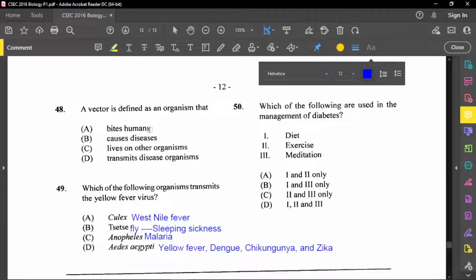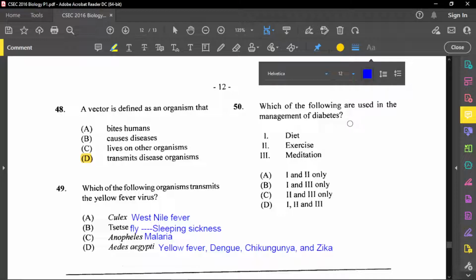Causes diseases. True, they can cause disease, but the word vector means they actually transmit. So 48 has to be D without even going any further. The words transmit disease are the key words here. Mosquitoes, for example, are vectors; they transmit diseases.